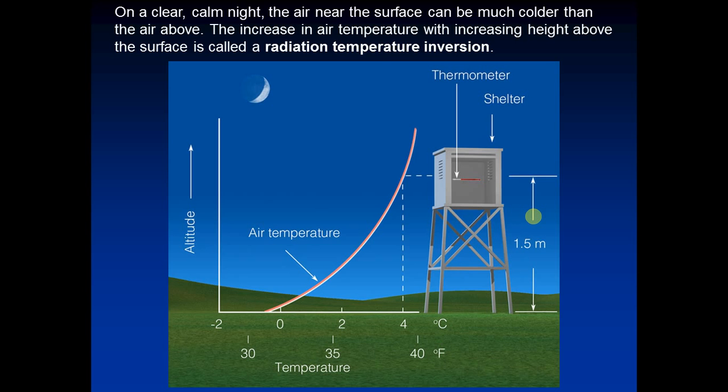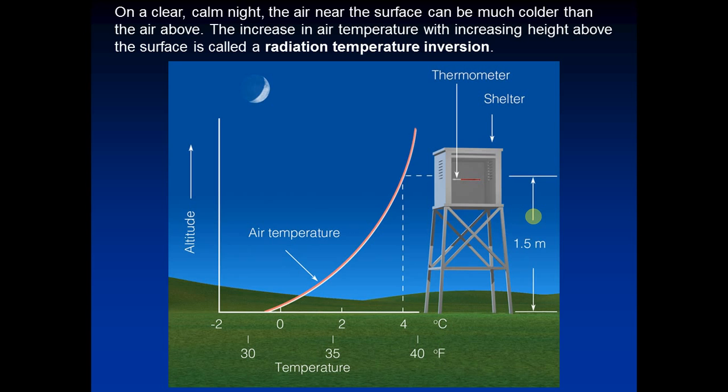The Earth cools by emitting infrared radiation upward. So what you see here in this figure is that the temperature at the ground is about freezing, but the temperature at the top of your head is closer to 40 Fahrenheit. Notice that there is about an 8 Fahrenheit temperature difference between the ground and the air about 6 feet up.